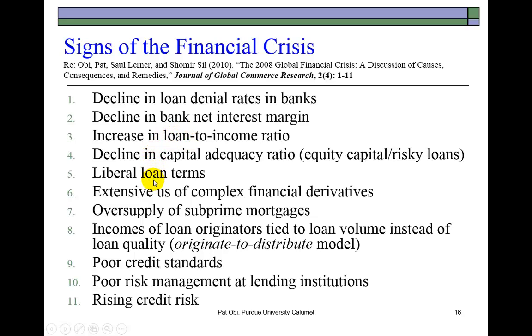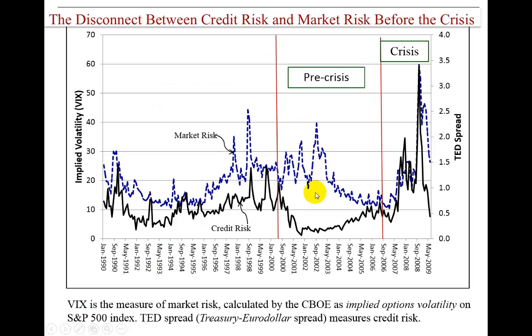Additional points are also mentioned here, so you can read up on them. But in particular, number 8 here says incomes of loan originators were tied more to the loan volume instead of the loan quality. And so this is the term originate to distribute model that was coined at the time. Originate to distribute is in the sense that you were encouraged more by the size of the loan that you made, knowing that your commission would be higher the larger the loan amount, more so than the credibility, the creditworthiness of the borrower. So, poor credit standards. Now this picture here is another telltale.